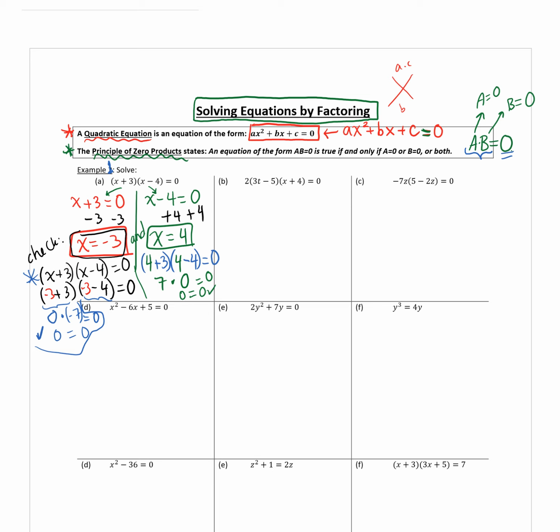You don't really have to check. Usually, as long as you're careful in your work, you're going to get the right solutions. But if you just want to be safe, then it's a good idea to check. But it really is true. We found the only two numbers that would make it so that if I substitute that value into the equation, I'm actually going to get a true statement. That's pretty amazing. I think so.